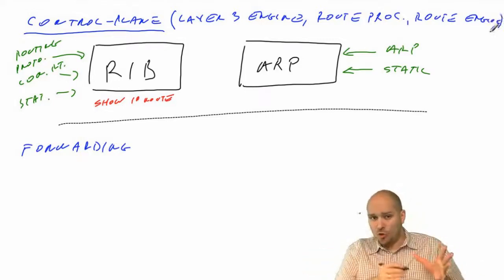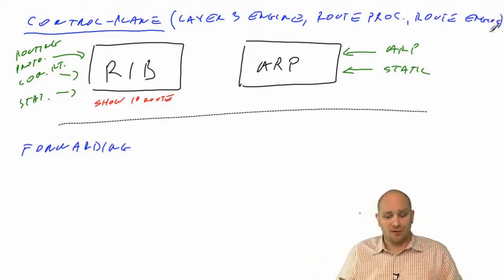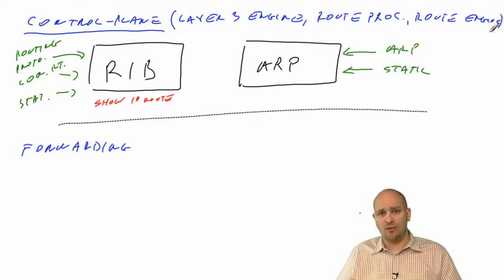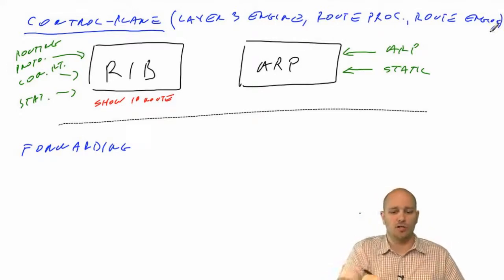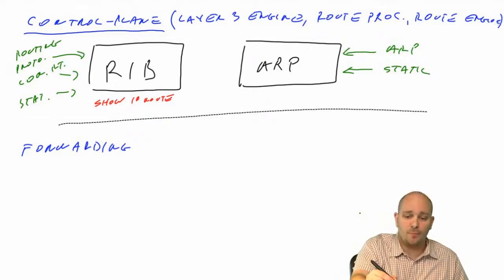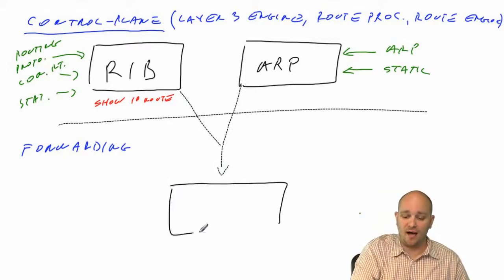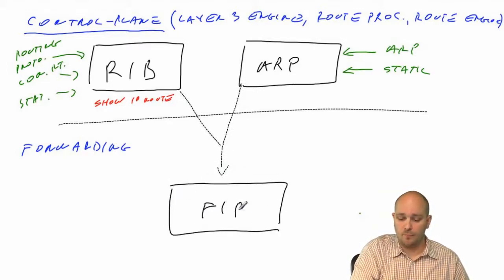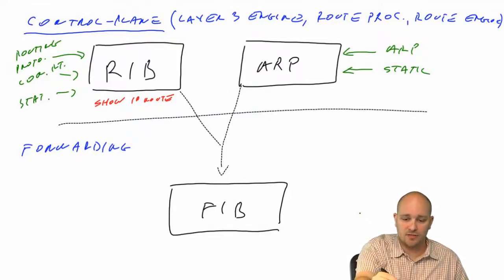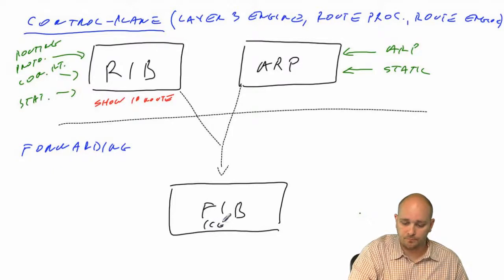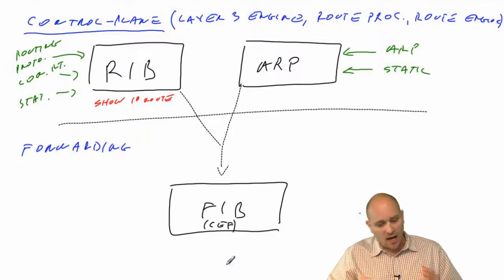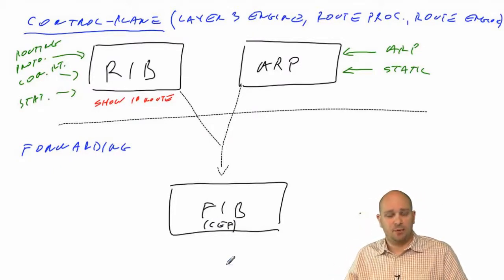Now, based on this information that we have in our routing information base and based on the ARP table, what is going to happen is these two databases are going to feed our forwarding information base, our FIB, which is basically a CEF table. So let me just write somewhere here. This is basically our CEF table here.